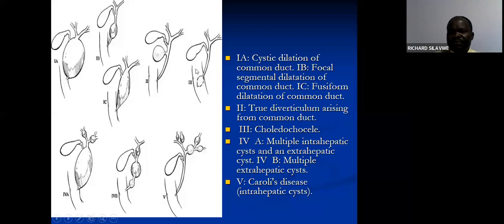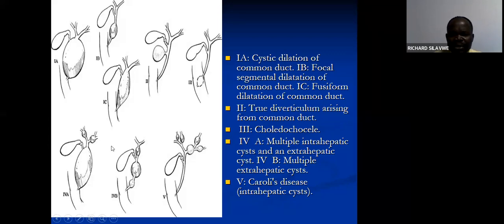Then we have the 5th image here, that is Choledocholithiasis. Then we have another one here, 5A, the 6th image here. Yes, this one here is multiple intrahepatic cysts. We can see the cysts here. You can see here the right hepatic duct and the left hepatic duct, there are cysts here.